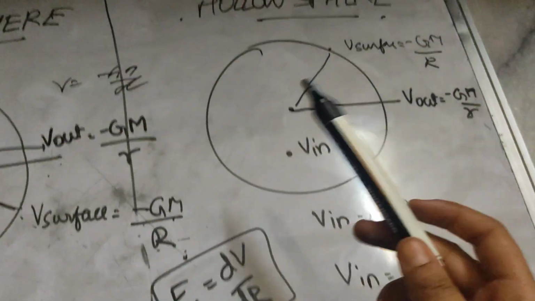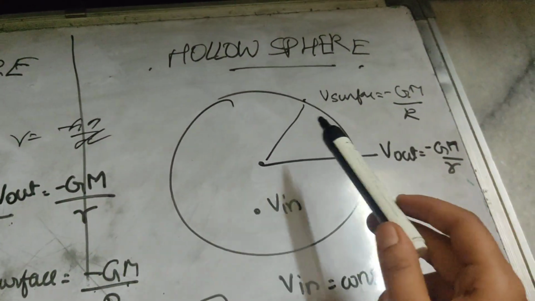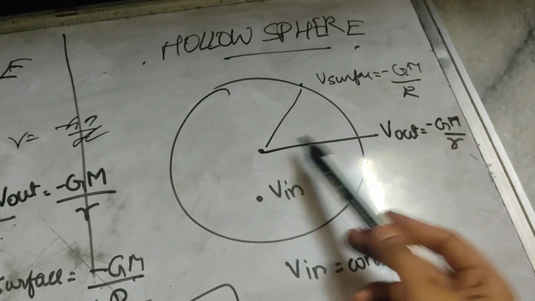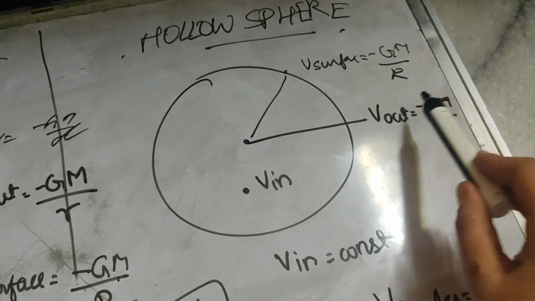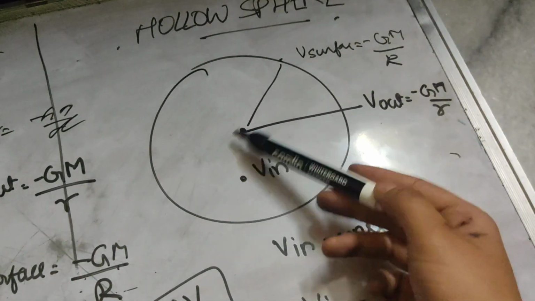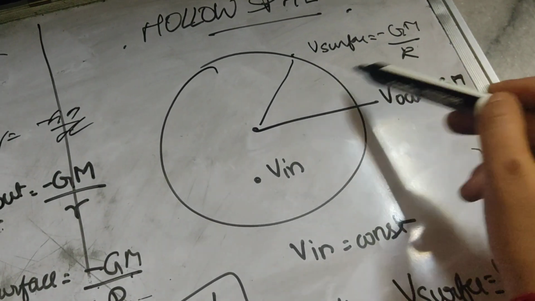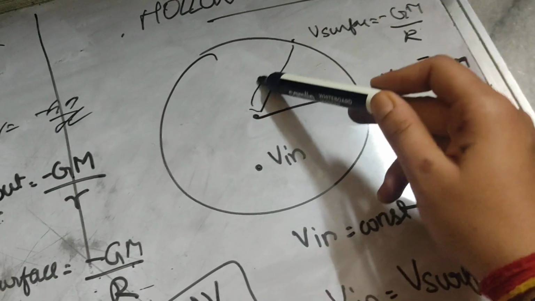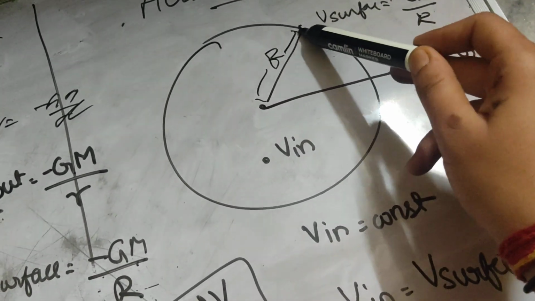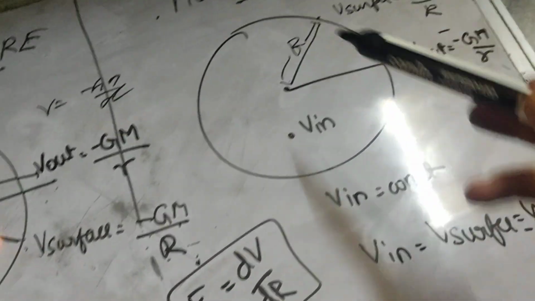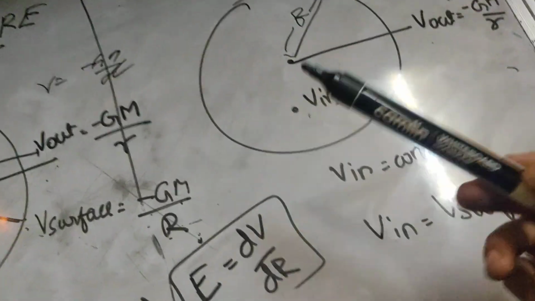Now coming to the hollow sphere concept. In a hollow sphere, V out will be again the same simple formula, minus GM upon R, and V surface will also be the same, minus GM upon R, but the distance capital R will be the radius. What capital R radius, this is the distance you are taking. And V inside. Now this is interesting.